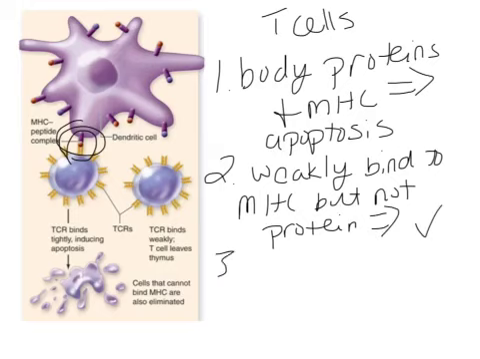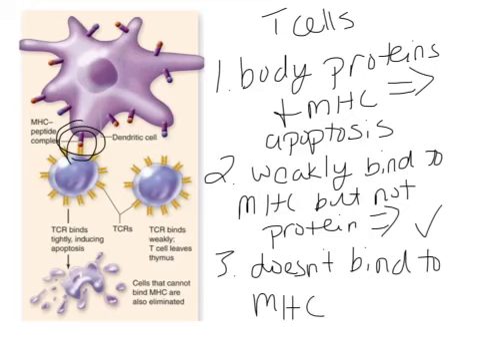The third option here is it doesn't bind to the MHC at all. Well, if it doesn't bind to the MHC at all, then how is it going to bind later when it's presenting an antigen to it? It's not going to bind to that MHC later either. So this results also in apoptosis. That cell also is not making it. That's how these T cells can start to learn to recognize self versus non-self.